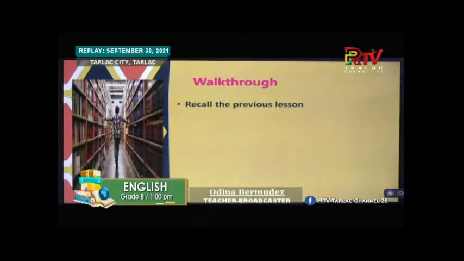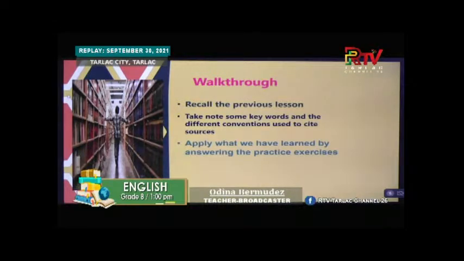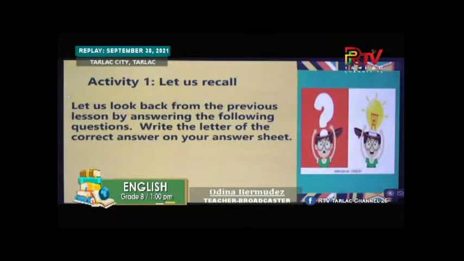Let's start with a walkthrough of our lesson, starting with recalling the previous lesson, taking notes of some keywords and the different conventions used to cite sources, applying what we have learned by answering practice exercises, and strengthening your understanding through homework activities. So for activity 1, let us recall. Let us look back from the previous lesson by answering the following questions. Write the letter of the correct answer on your answer sheet.